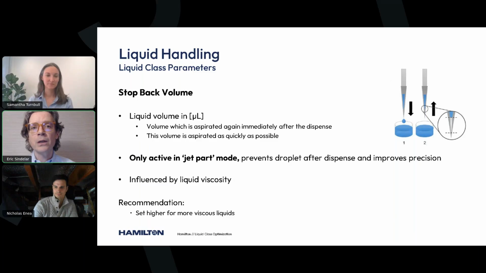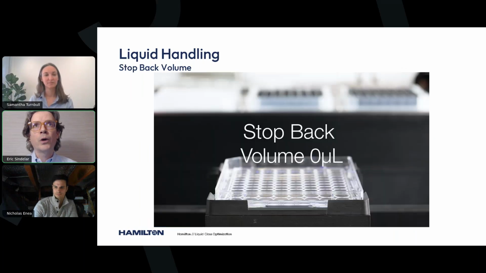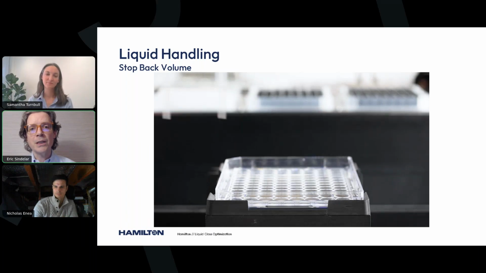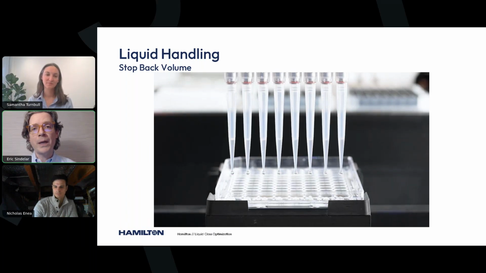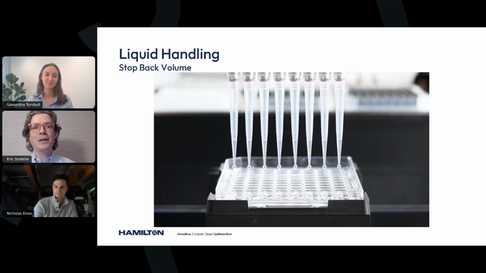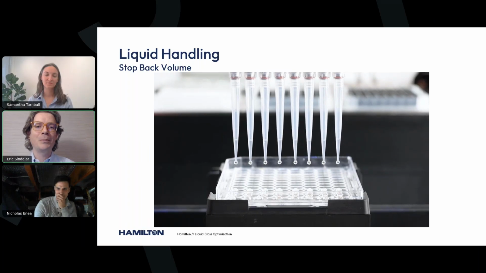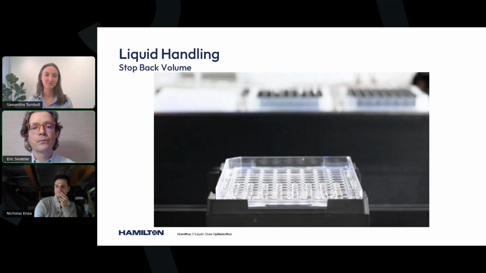So I have a few videos here that show the performance without having any stopback volume set, one example that shows having too high of a stopback volume, and one where the setting is just right. So let's look at an example with a stopback volume set to 0 microliters. You'll see that for each dispense, there's a droplet formation that occurs. So for each successive dispense, the aliquot is having to eject that droplet and move past that droplet, leading to inconsistent performance from transfer to transfer.